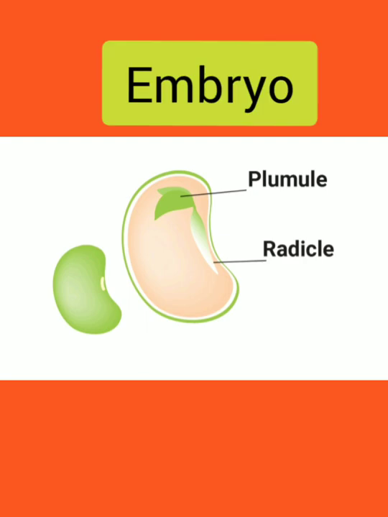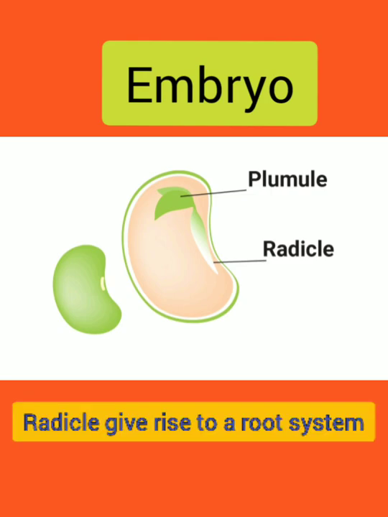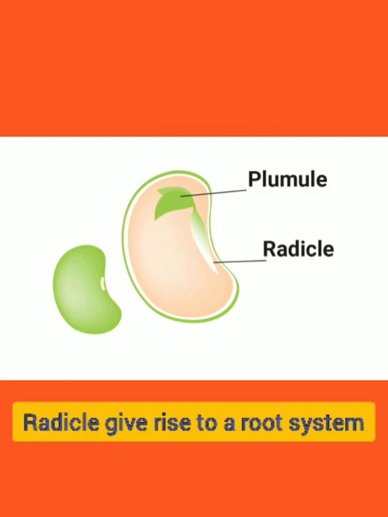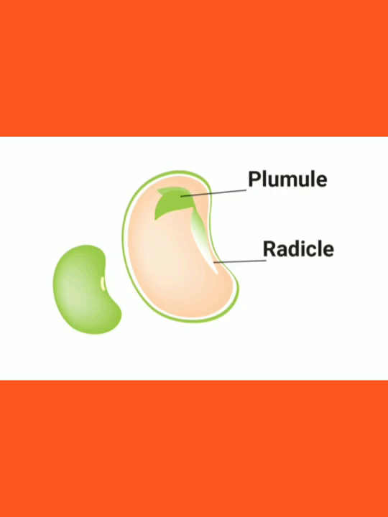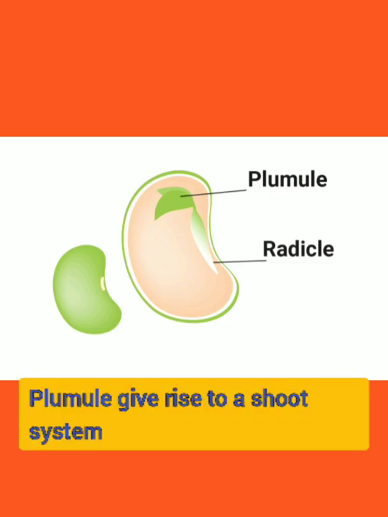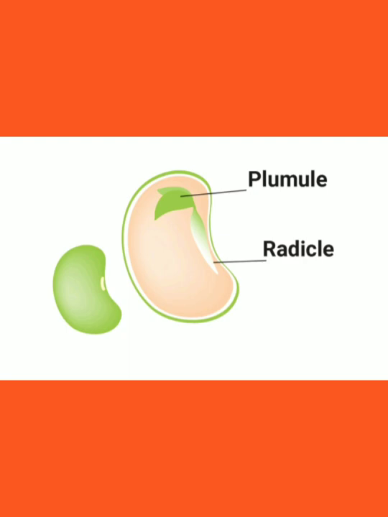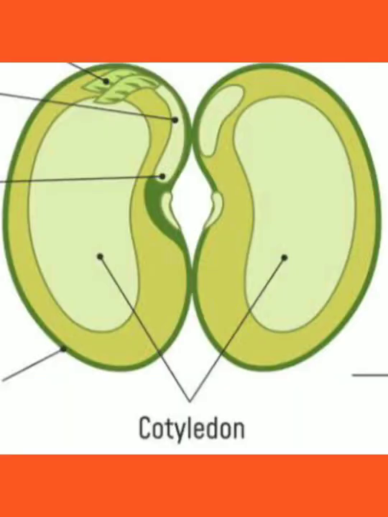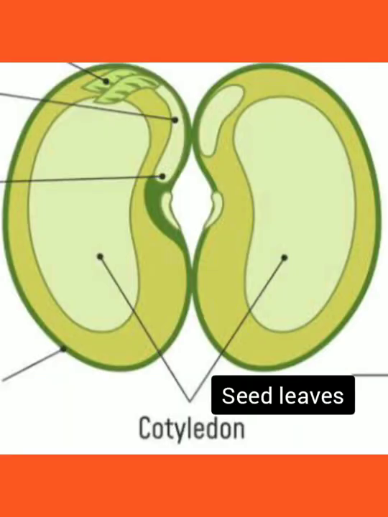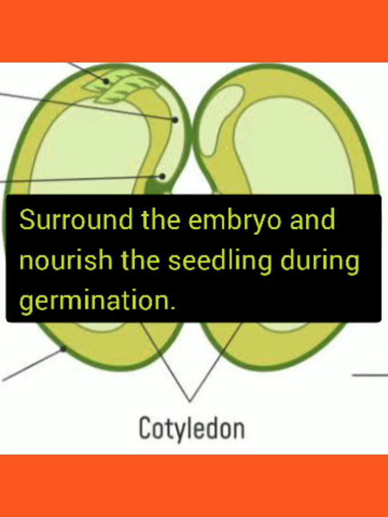As we know, a seed contains an embryo which gives rise to a new plant upon germination. And this part, the embryo, consists of radicle and plumule. Radicle is the embryonic root that gives rise to the root system when a seed germinates. And plumule is the embryonic shoot that forms the shoot system after germination. Next one is cotyledons, also called seed leaves. They surround the embryo and nourish the seedling during germination.